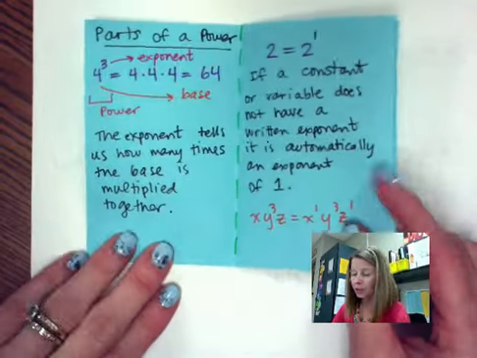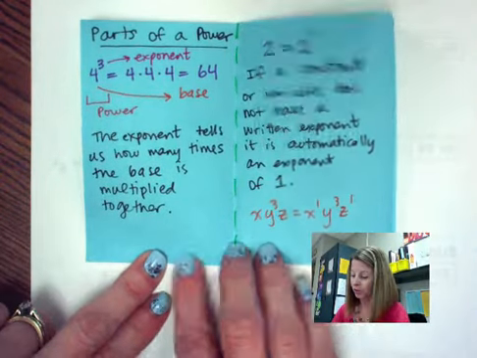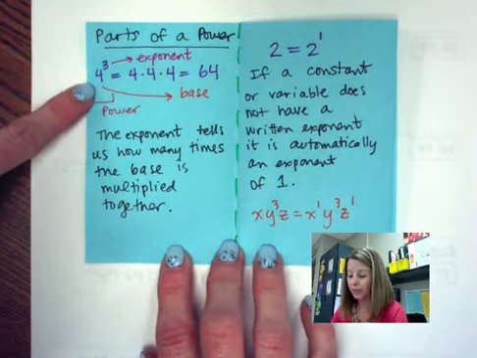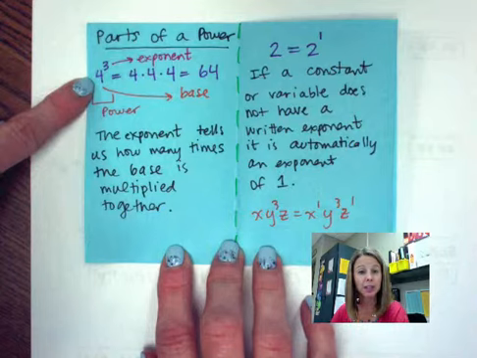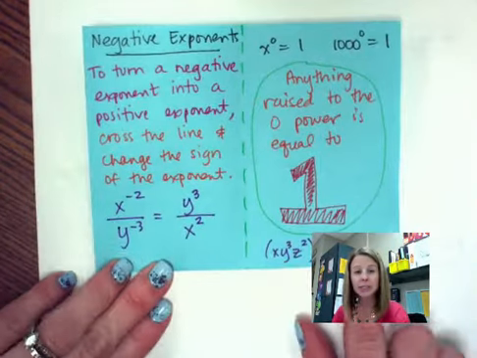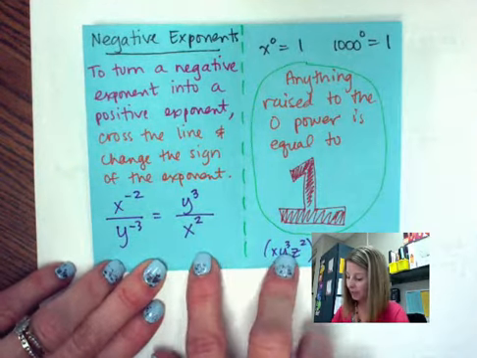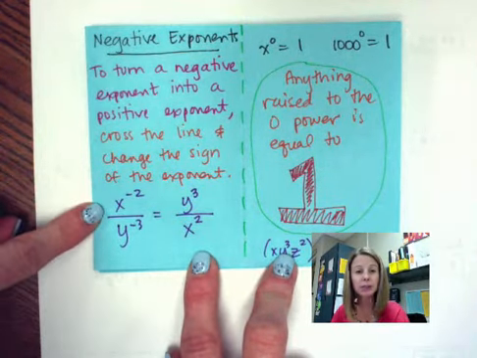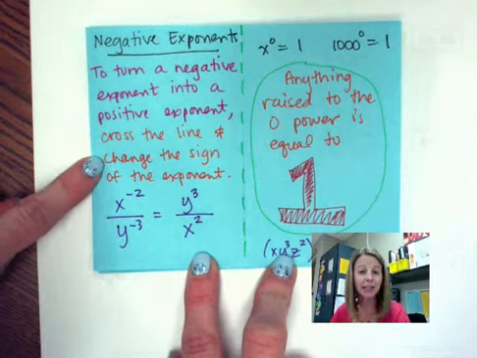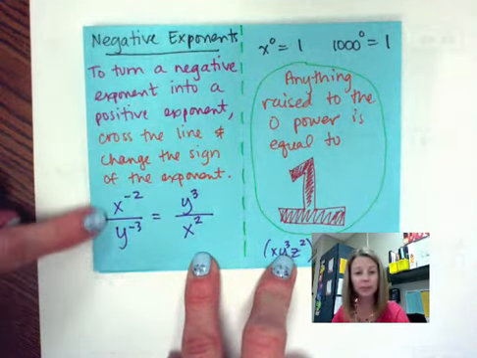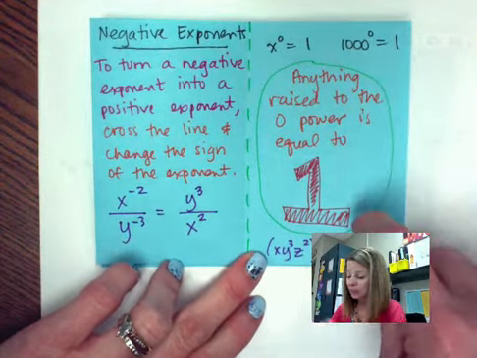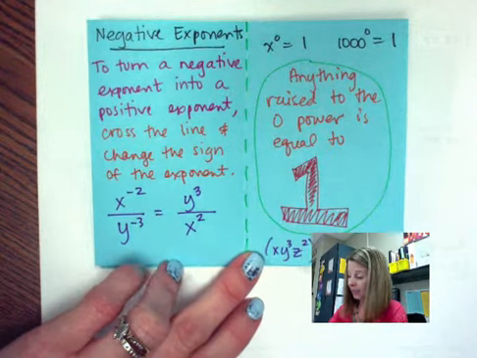We first started out with some definitions, and we're going to come back to this word base today. The 4 being raised to the 3 power is the base. So I'm going to talk a little bit more about that today. The other day we looked at zero and negative exponents, and when we worked with negative exponents, we talked about crossing the line and changing the sign of the exponent. So these two end up switching spots, and then anything raised to the 0 power is equal to 1. So those were the two key concepts there.